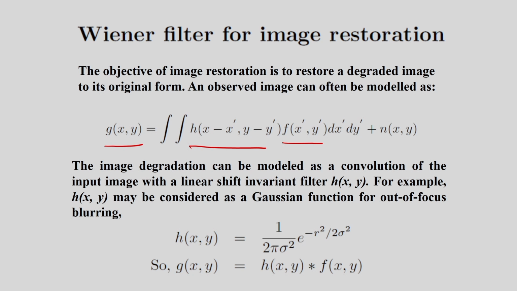Now this image degradation can be modeled as a convolution of the input image with a linear shift invariant filter h(x,y), and in this case h(x,y) may be considered as a Gaussian function for out of focus blurring. Then in this case what will be the g(x,y)? g(x,y) will be h(x,y) convolved with f(x,y), that I can consider.